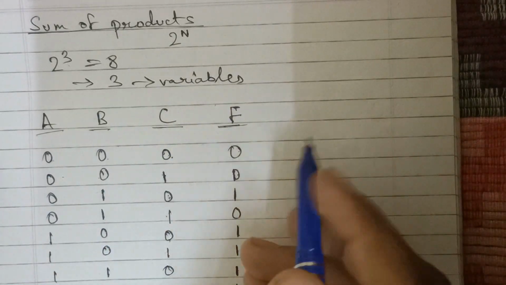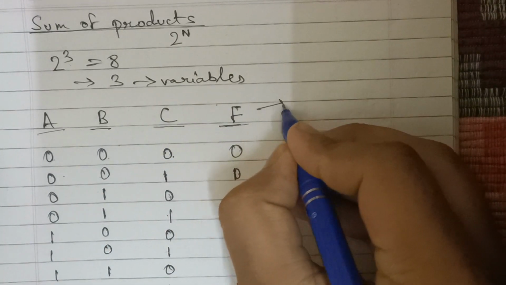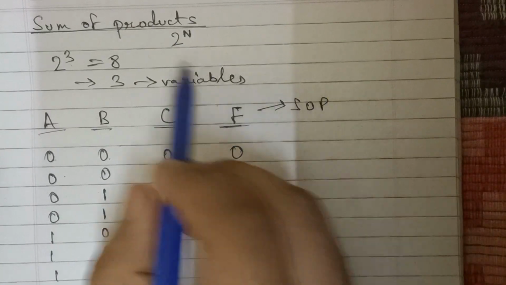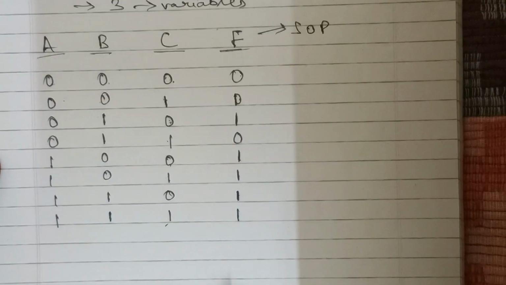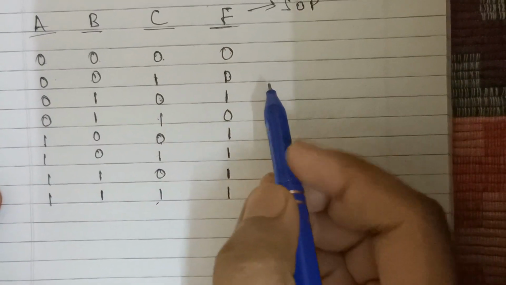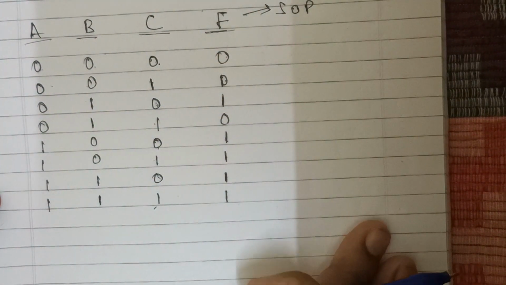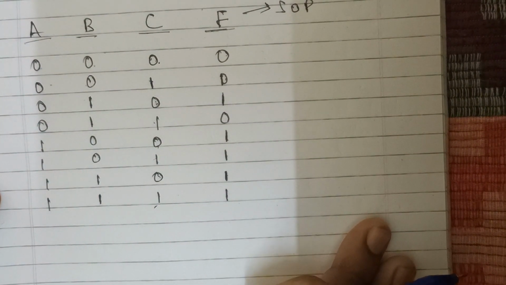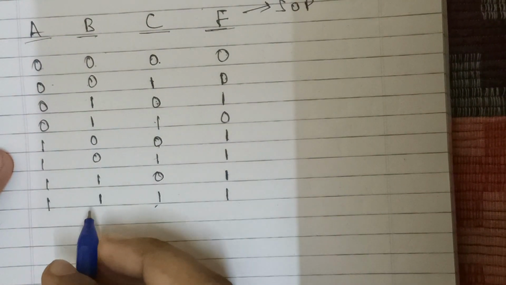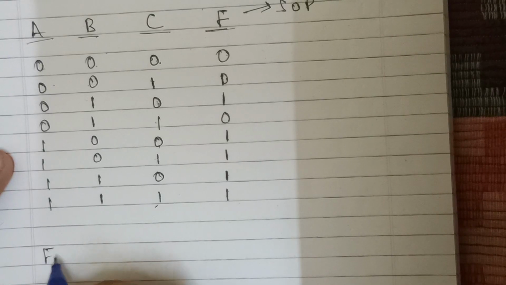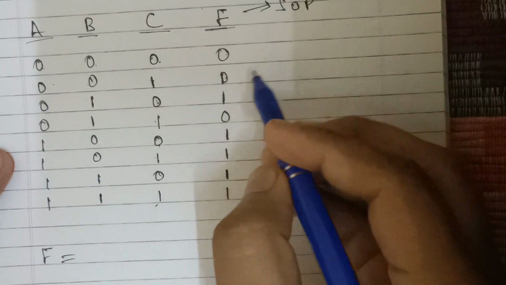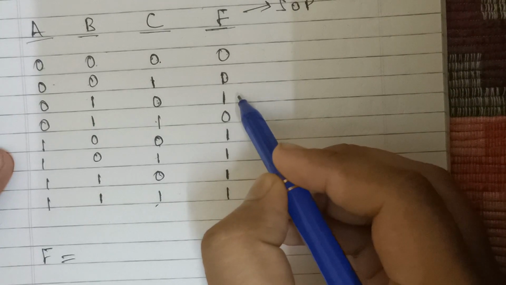Okay, now we have taken a function output as 0 0 1 0 1 1 1 1. So now we have to write in SOP form. SOP stands for sum of products. Let us write directly from the table. When we are writing directly from the table, it is called standard canonical form. So let us write the function output.